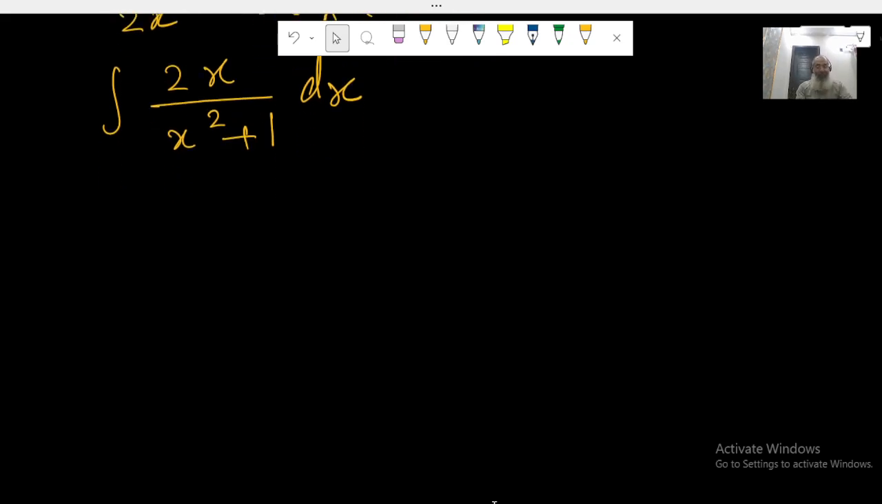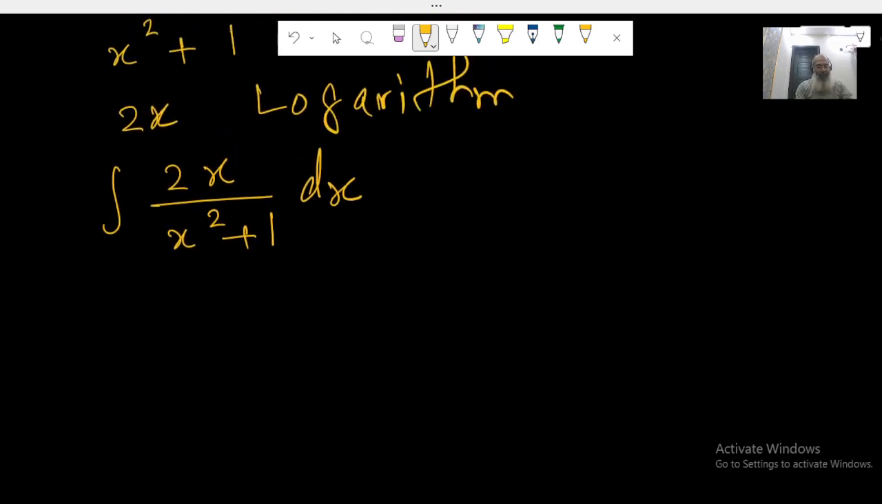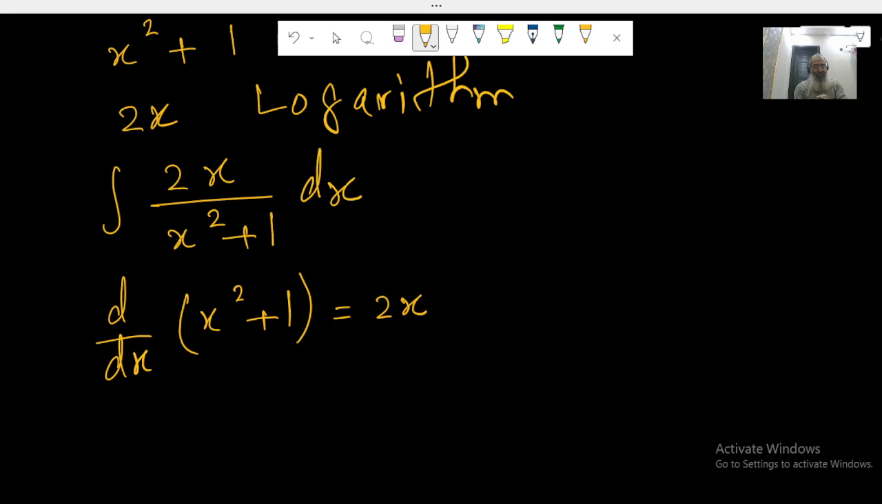Now, d over dx of x squared plus 1 is equal to 2x. So the numerator is exactly the derivative of the denominator. So it means that substitution will collapse the integral. Don't substitute mindlessly. Substitute with a clever eye.